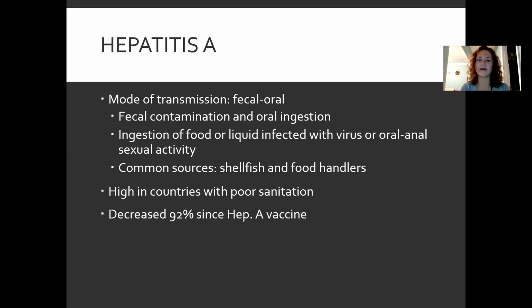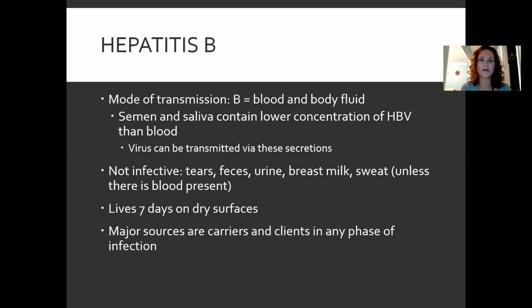It is relatively uncommon in developed countries because there is a Hep A vaccine, and so the occurrence of Hep A has decreased by 92% since then. Common food sources of this are shellfish and unsanitary food handlers, and ingestion of food or liquid that's infected with the virus obviously can cause transmission, or oral-anal sexual activity. This particular Hep A is more common in countries with poor sanitation.